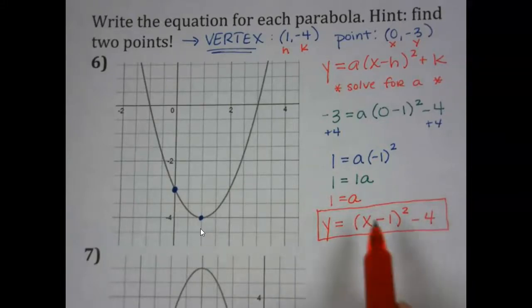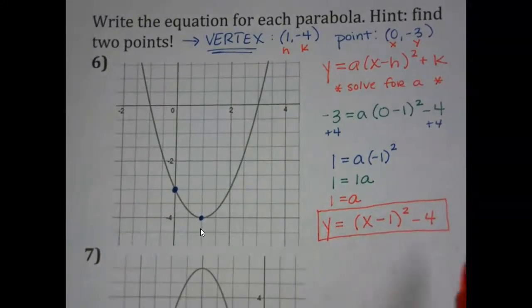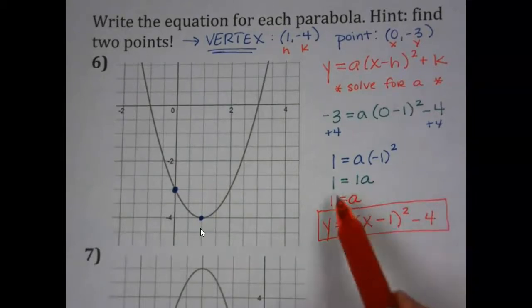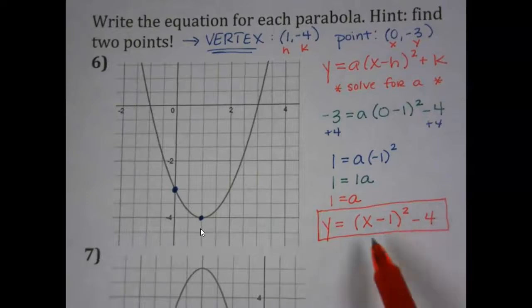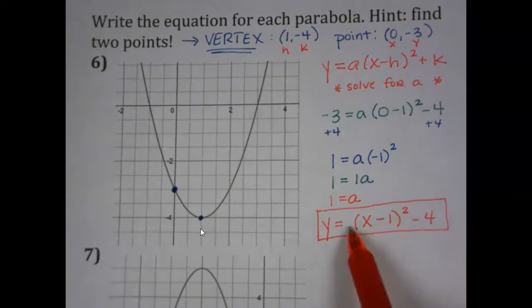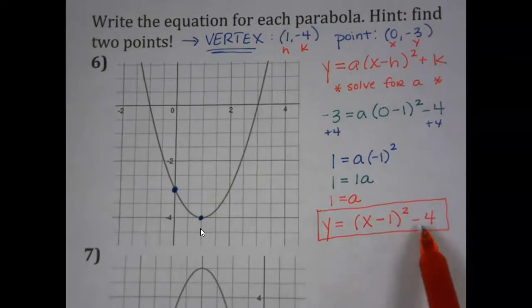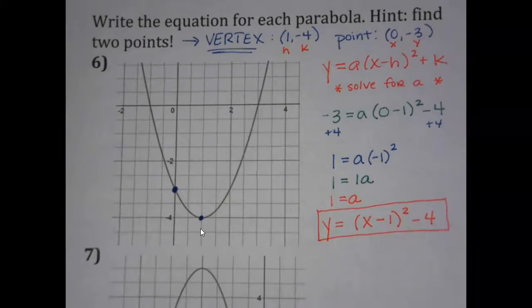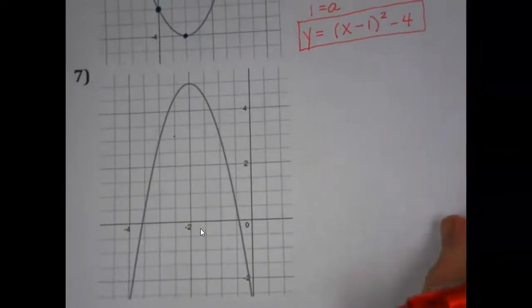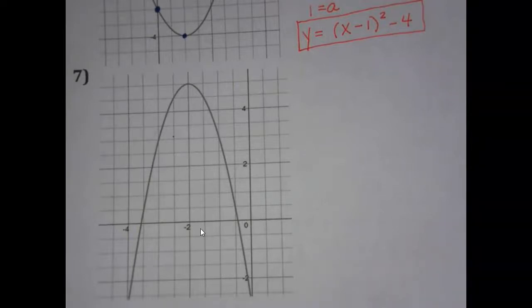Notice in our final answer, we don't put any numbers in for x and y. The only numbers we put in are for h and k. And most of the time, you're not going to get an a value of 1. Like on this next one, it won't be 1. So your final answer will have a number for a, a number for h, and a number for k. All right, so I'm going to show you the next parabola. I want you to do the same thing. So hit pause and then see if you can find the vertex, a point, substitute it in, solve for a, write your equation, and then come back and check.